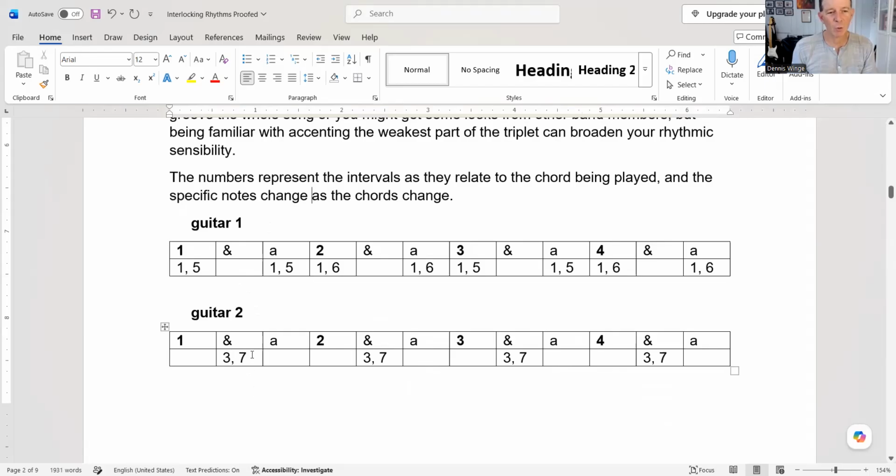But guitar 2 is playing only the 3rd and 7th, which is something I referenced in part 1 of the video, on the second part of each triplet, like 1 and a 2 and a 3 and a 4 and a, ga, ga, ga, ga, which is often a neglected part of the triplet in the shuffle groove in the West.